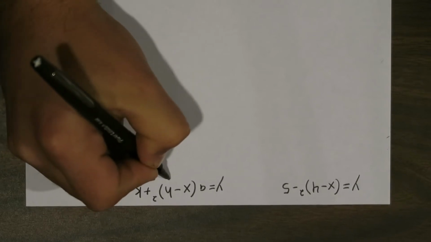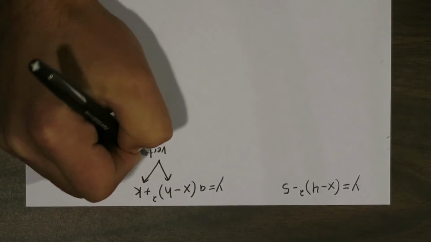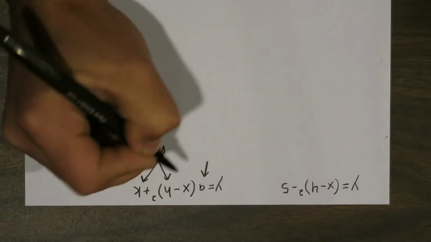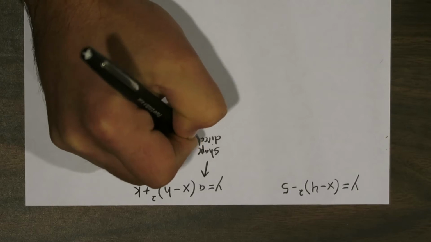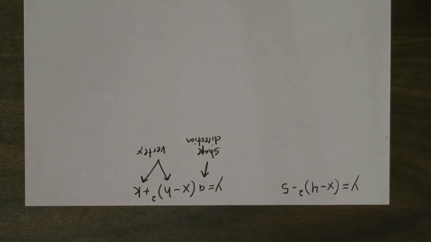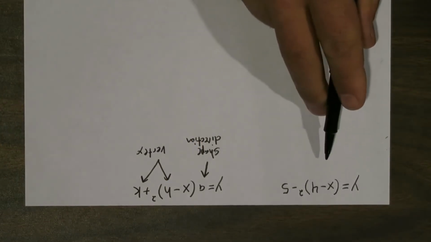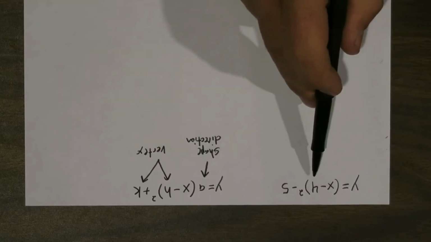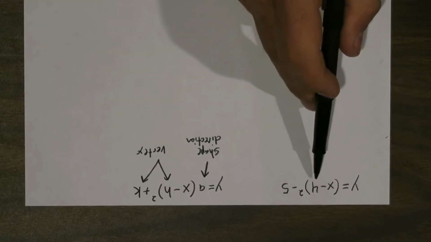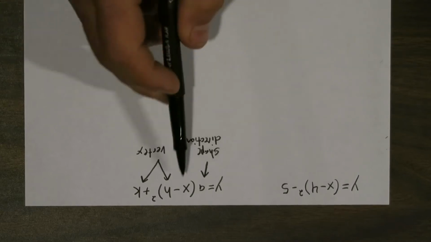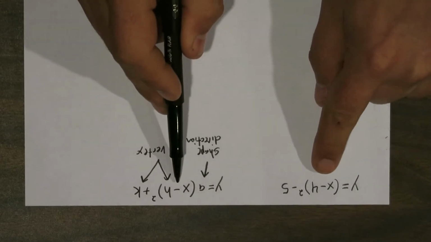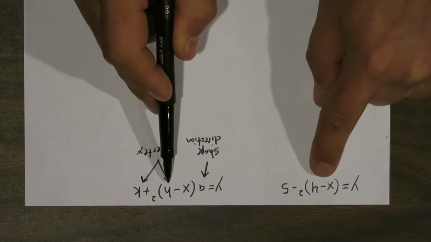H and k tell us where the vertex of the graph is located, where a tells us about the shape and the direction the graph opens. All right, so right here, I see h and k. H is a positive 4 and k is a negative 5. So if you just match everything, we've got x and x, negative sign, so h must be that 4.